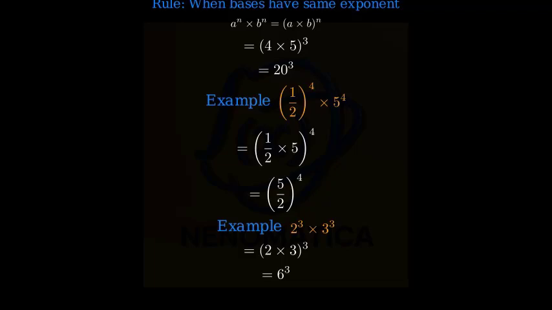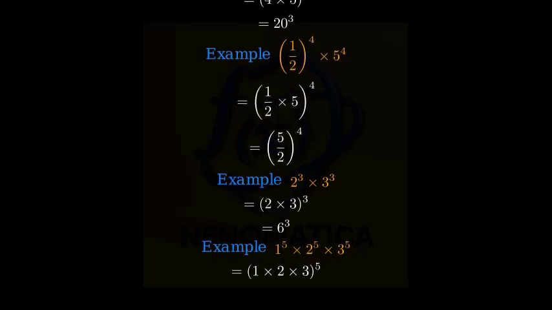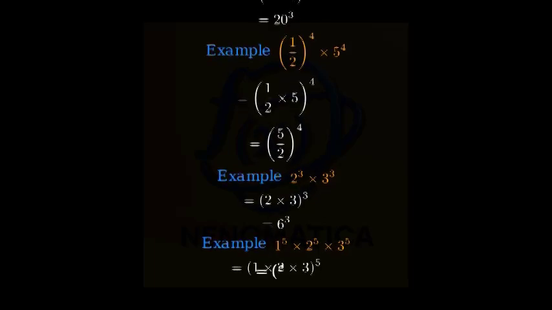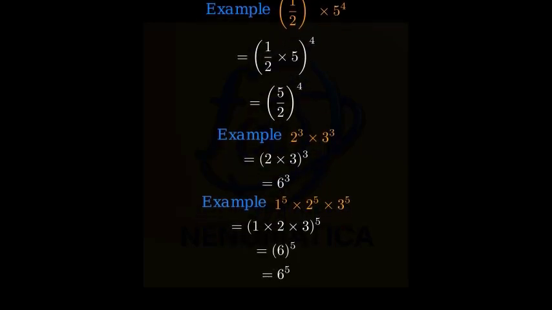For the fourth example, we have 1 to the 5th power times 2 to the 5th power times 3 to the 5th power. First, we'll use our rule to group these terms as open parentheses, 1 times 2 times 3 close parentheses to the 5th power. Multiplying inside the parentheses, we get 6 to the 5th power. And in the final step, we simplify to get 6 to the 5th power, which is our answer.